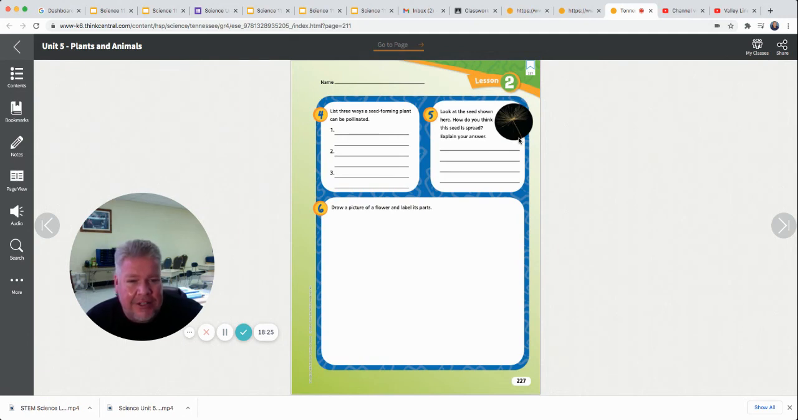Look at the seed shown here. How do you think the seed is spread? Well, it looks like the top of a dandelion, doesn't it? We blow on those, so I think the wind would probably do that.